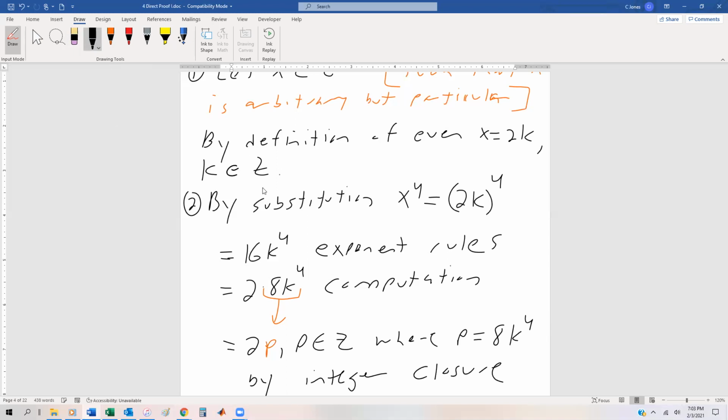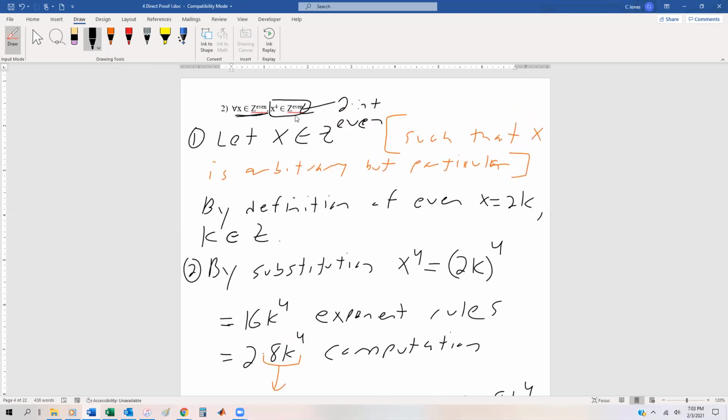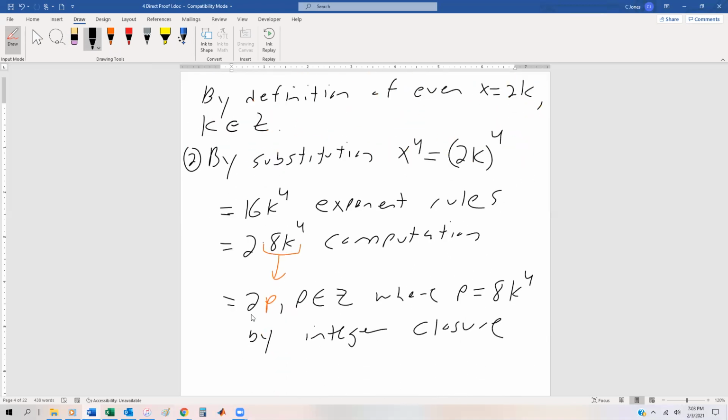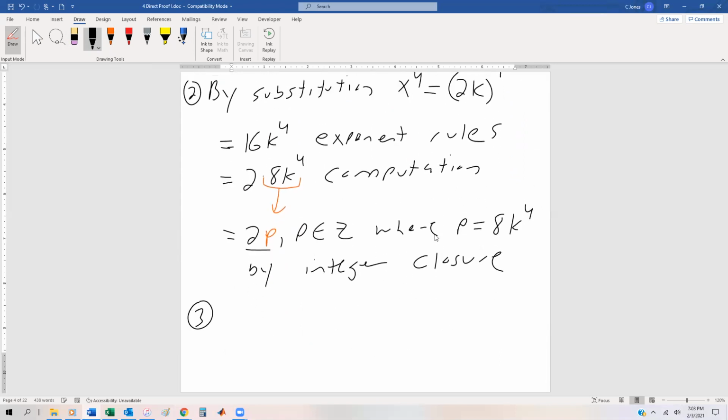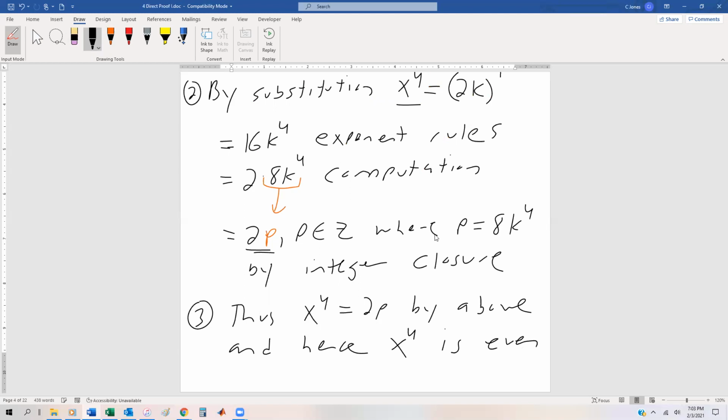All right, so we're done with this because now what we noticed is we have x to the fourth is even and 2p is even. So now we can conclude. Our last statement is we can say, thus, x to the fourth is equal to 2p. There's that transitive property, because we just keep having equal. So x to the fourth is equal to 2p by above, and hence x to the fourth is even by definition of even.